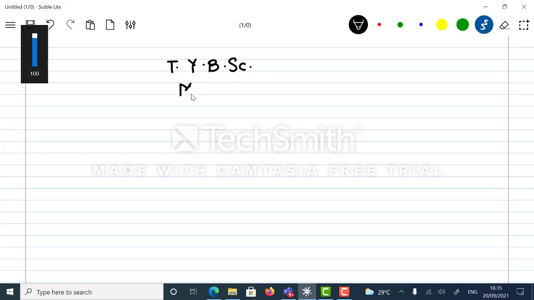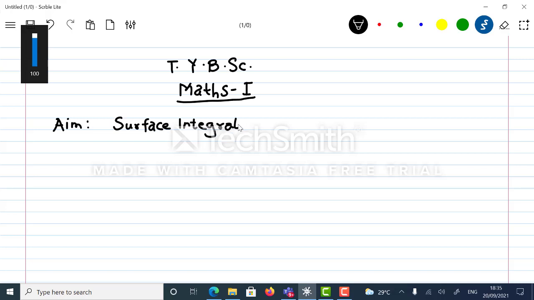This is mathematics class, paper 1. In this lecture, we will define the surface integral for a vector valued function, and we will also solve an example based on surface integral. So our aim is to define surface integral for vector valued function and a problem based on it.